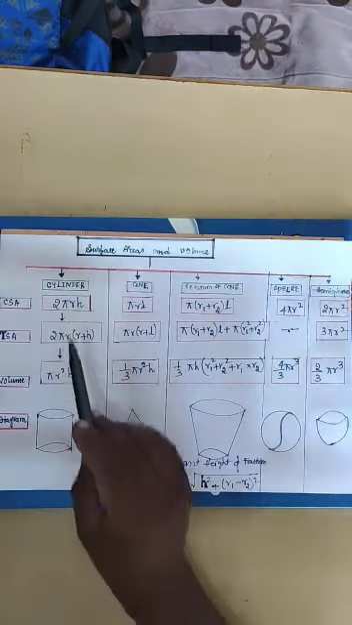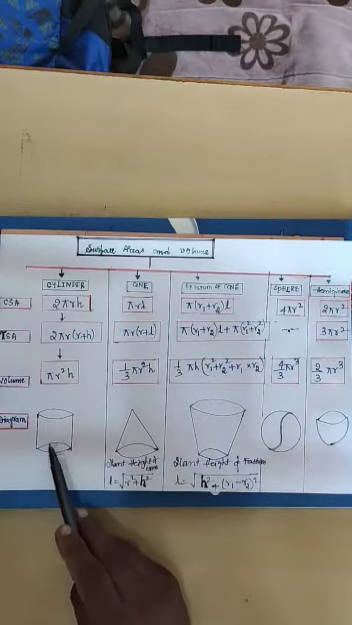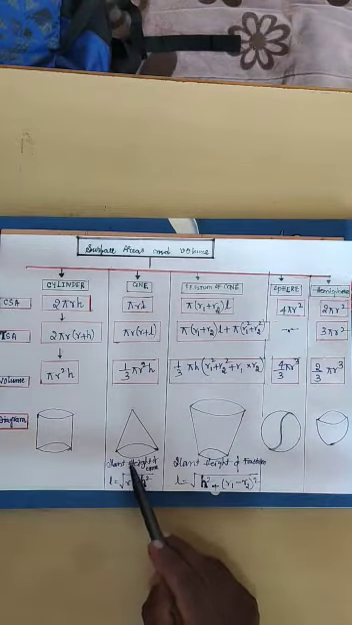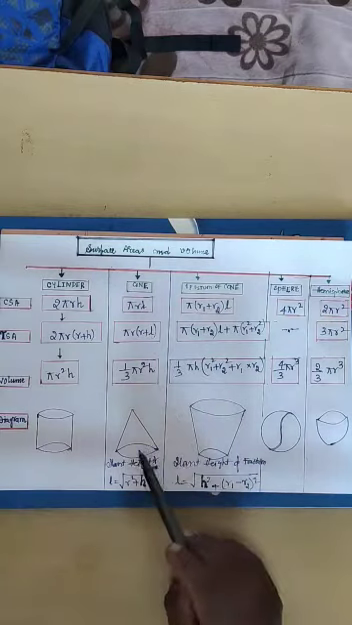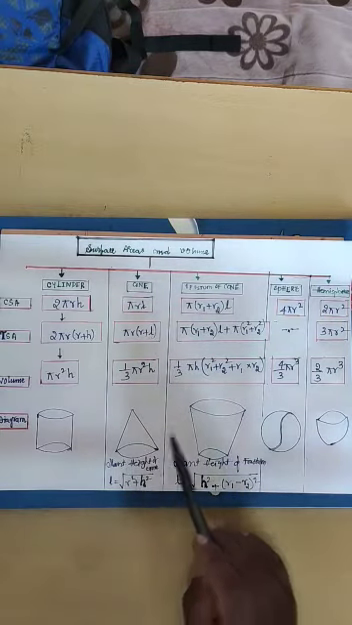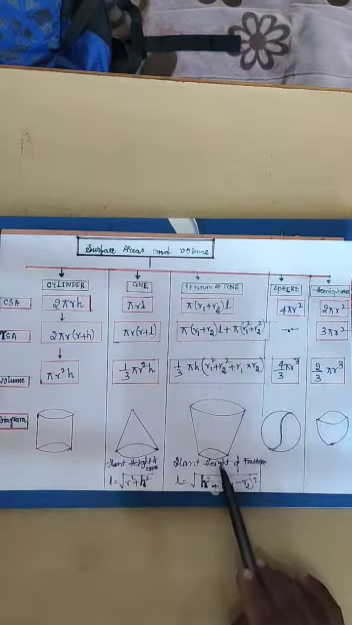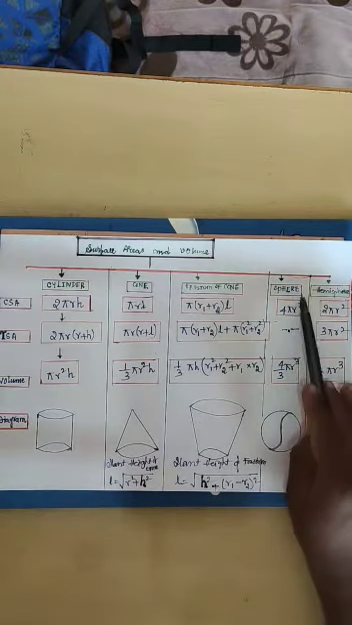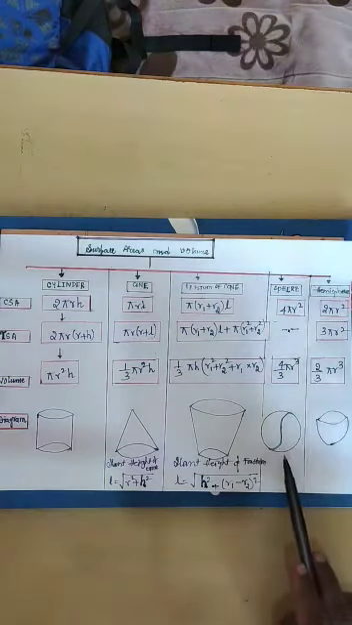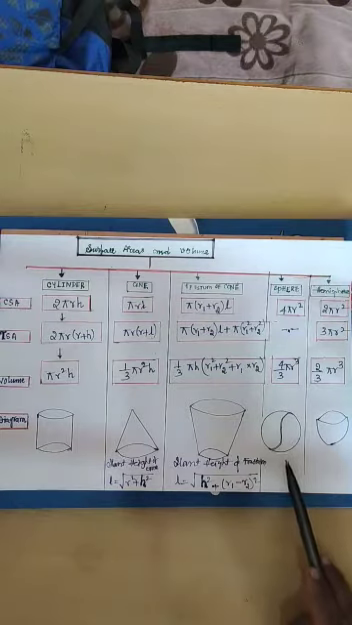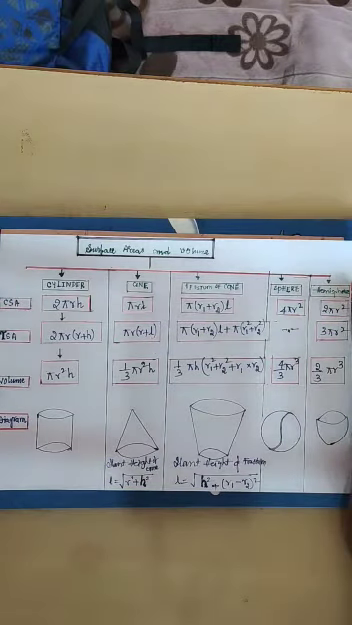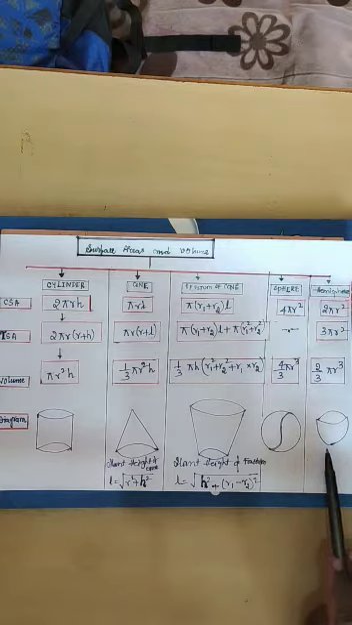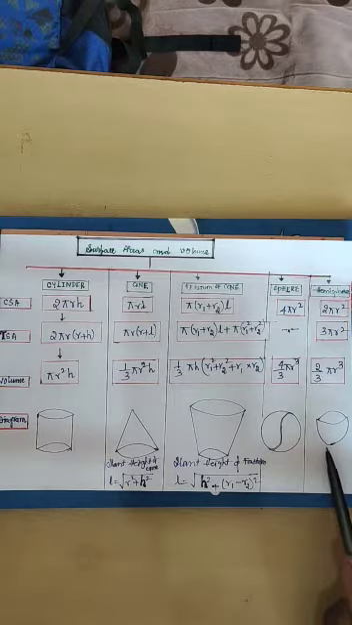So the shape of a cylinder is this. The representation of a cone is like this, and the frustum of a cone is this. And this is a sphere, like a ball, like the earth. Next, we have the hemisphere. So this is a hemisphere, just like a pressure cooker.